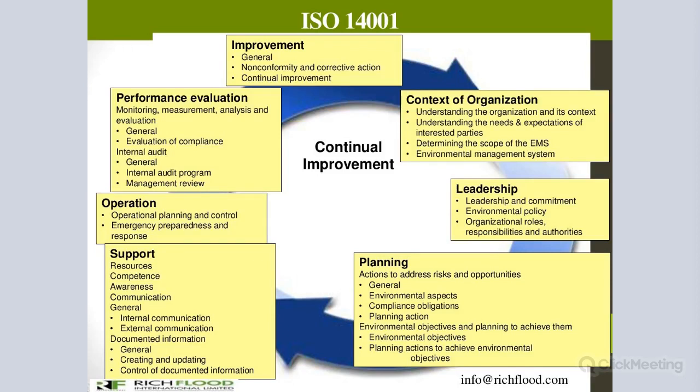And then they need to understand the environmental aspects, the compliance objective, planning the actions, and they need to also look at the environmental objectives and planning to achieve them. The next is support. What are the resources, the competence of the employee? How aware are they? And how is this communicated to them? So all of this must be put into consideration. For the operation, the operational planning and control, emergency preparedness and response, all this should be in place.